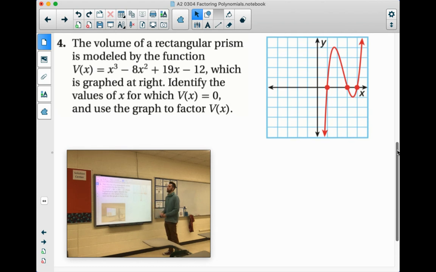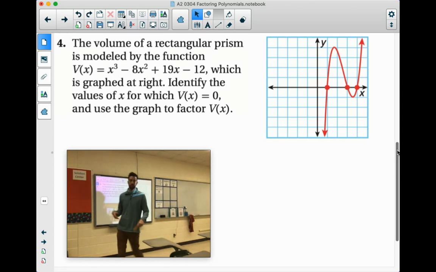So the volume of a rectangular prism is modeled by the function v of x equals x to the third minus 8x squared plus 19x minus 12, which is graphed at the right. Identify the values of x for which v of x equals 0 and use the graph to factor v of x. So I'll do this in the next video.